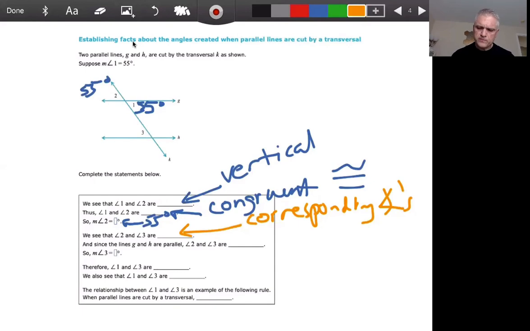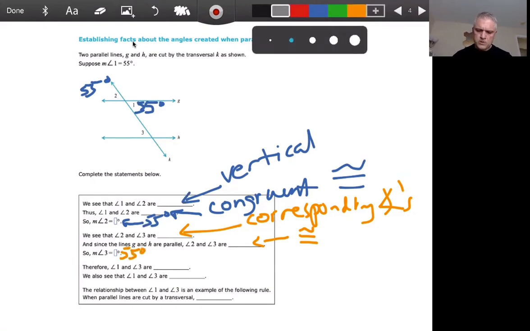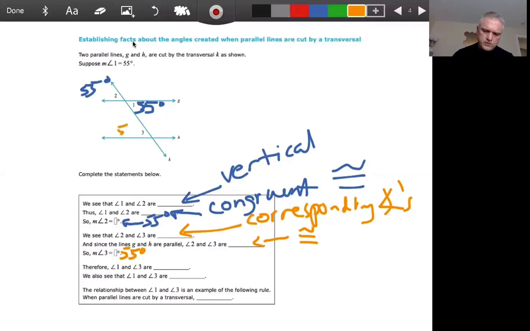Corresponding angles, okay? And since the lines G and H are parallel, angle 2 and angle 3, corresponding angles, are congruent. Again, you can write the word congruent or you can write the symbol. Doesn't matter to me. So the measure of angle 3 is going to be congruent to the measure of angle 1. So that's going to be 55 degrees. Let's go write 3 in here, 55 degrees.